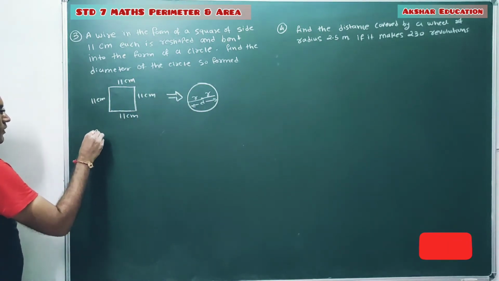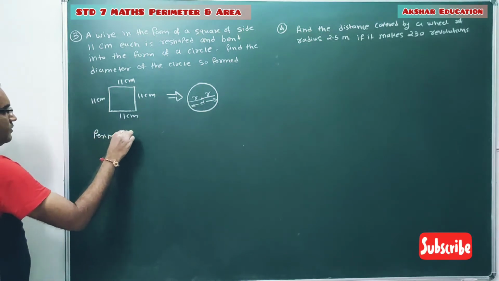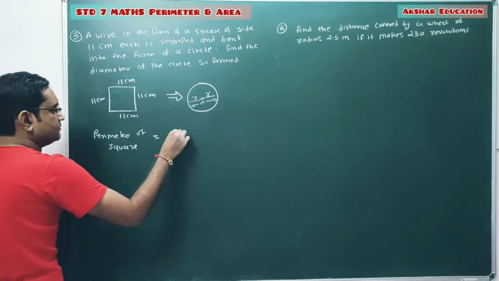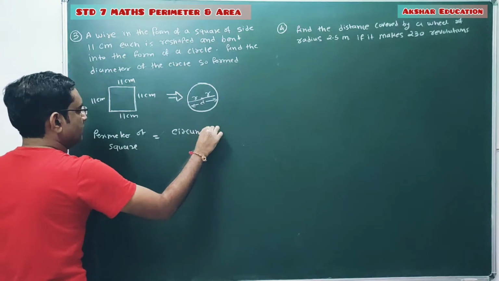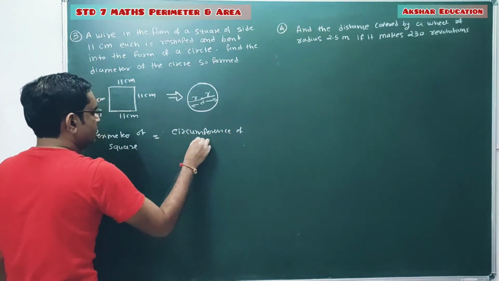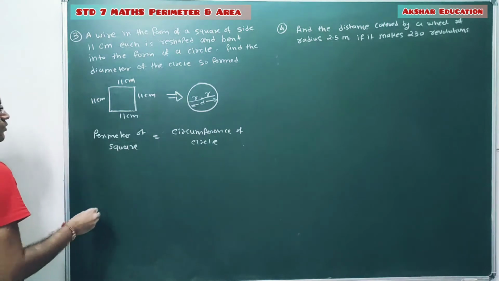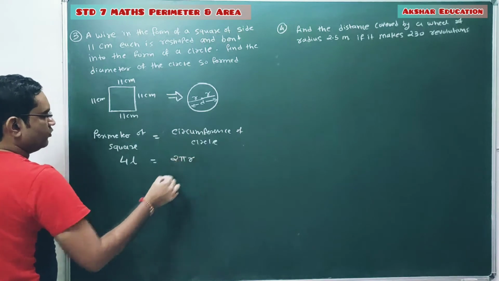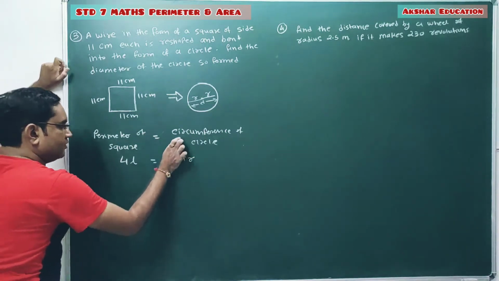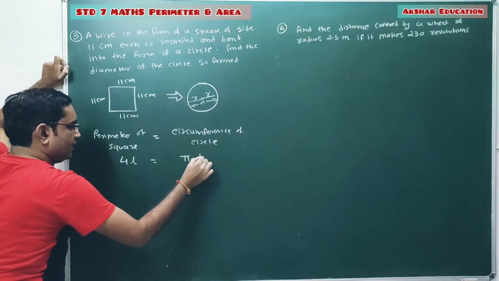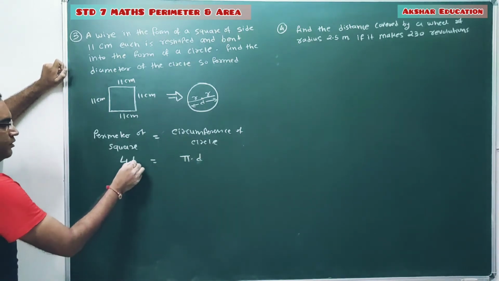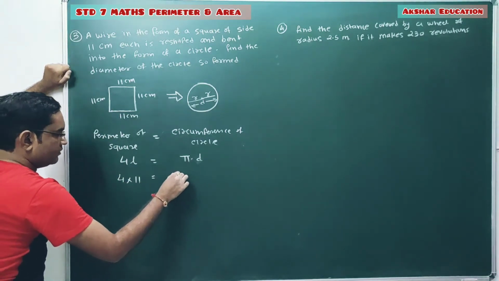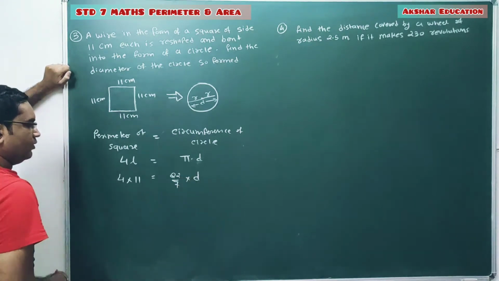So here we can write perimeter of this square. Perimeter of square is nothing but the circumference of circle. What is perimeter of square? It's a 4L, and that is equal to circumference of circle, which is equal to 2 pi r. Here we have to find the diameter, so we can write this formula in terms of pi into d. Clear students? What is the length of square? It's a 11 centimeter. This is equal to pi, 22 by 7 into d.